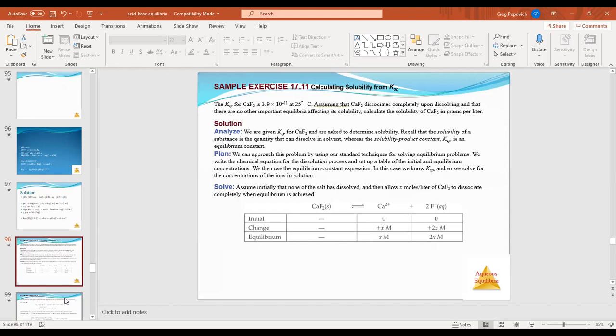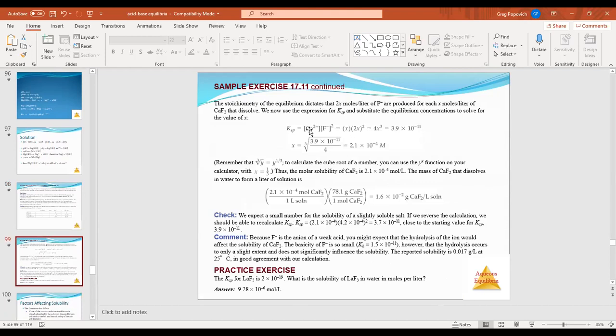Okay, I have my Ksp. I know that my calcium is X and my fluoride is 2 times that because the relationship coefficient wise is 1 to 2. My Ksp is going to be my calcium times my fluoride squared. I get X times 2X squared. This equals 4X cubed. I divide the 3.9 times 10 to the minus 11th by 4, take the cube root of it. I get my concentration of calcium.